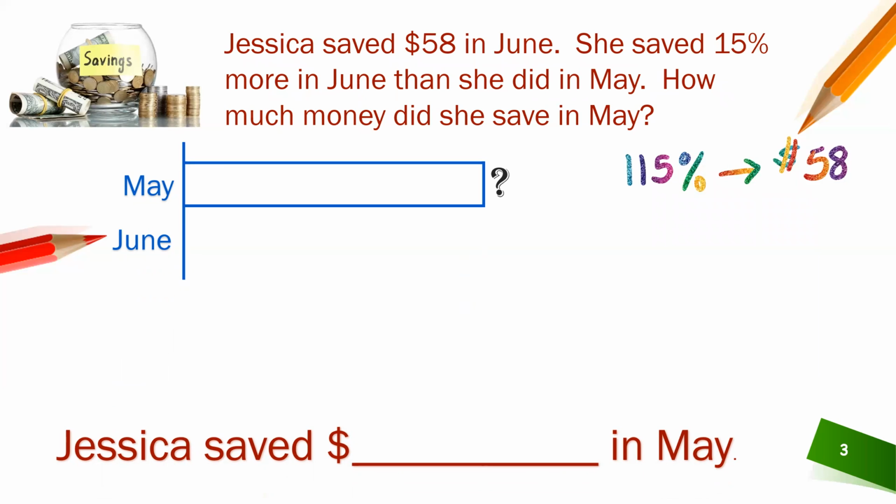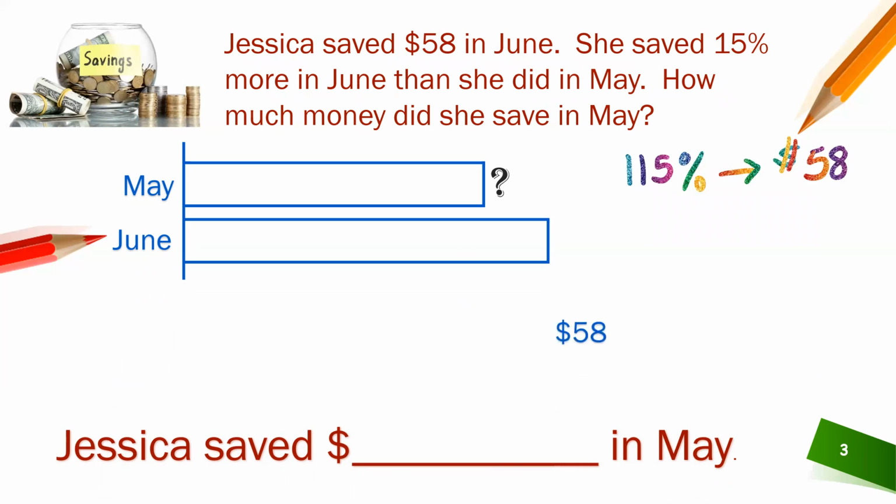The question is asking how much in May. Here this is in June, that is $58. And that actually is 15% more than May. So May is your reference point, which is 100%. And then the 15% more is the red rectangle right there, in addition to the 100%. Okay, so we have 115% being represented for the whole entire bar of June, which is $58.